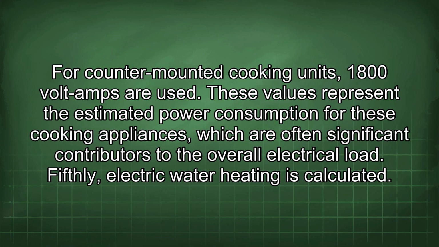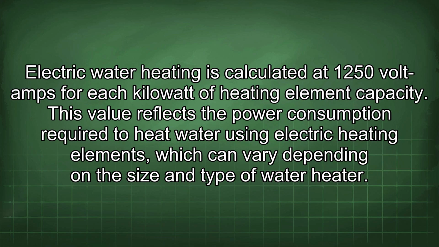Fifthly, electric water heating is calculated. Electric water heating is calculated at 1250 volt amps for each kilowatt of heating element capacity. This value reflects the power consumption required to heat water using electric heating elements, which can vary depending on the size and type of water heater.